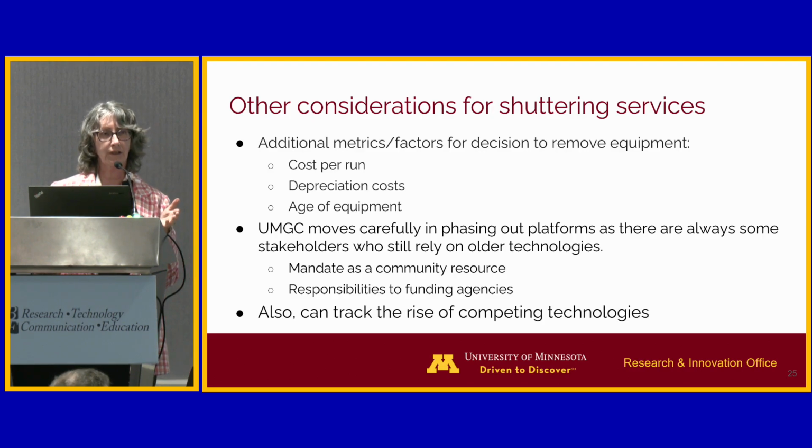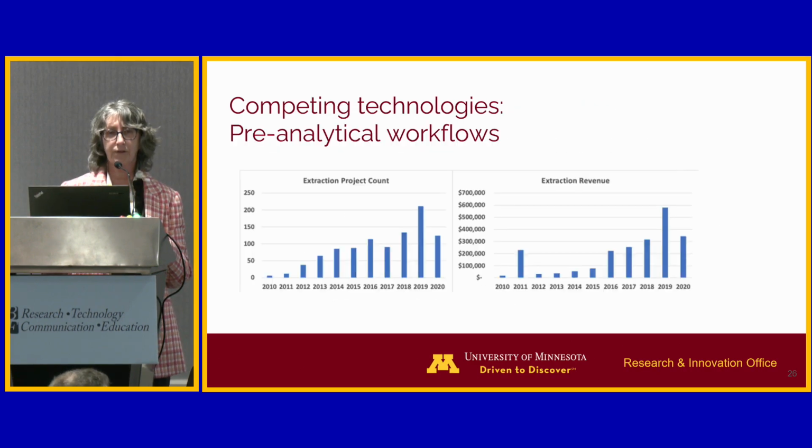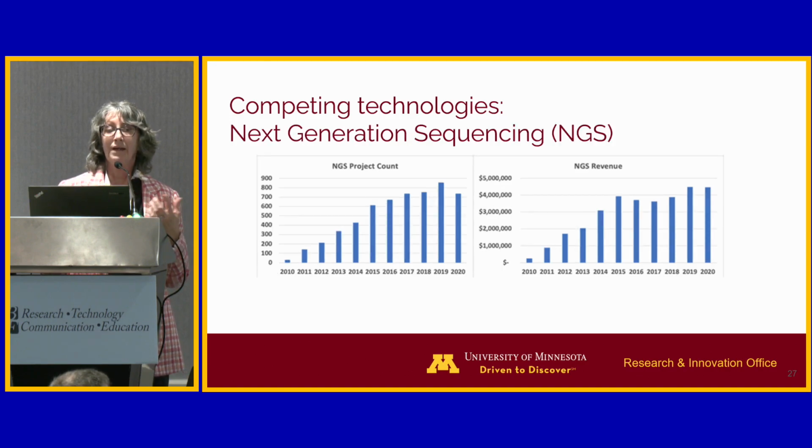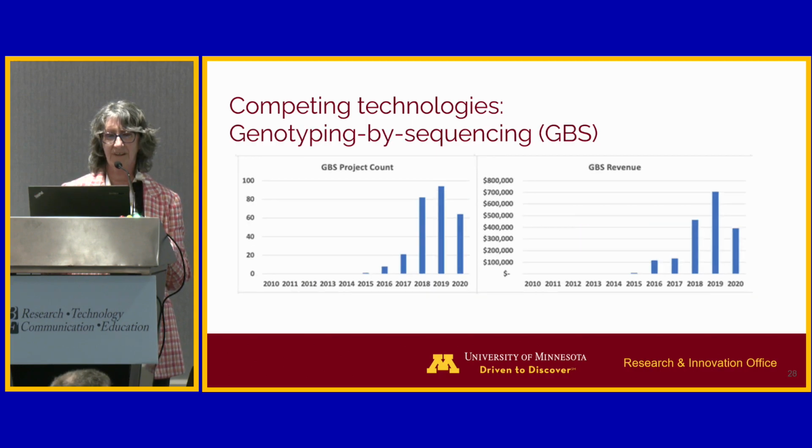Also, the other thing is to look at competing technologies, because that can tell you maybe you can transition people over into a new technology. I already showed you one example of that with the PubMed search, but here are some examples from UMGC. These are pre-analytical workflows, extraction for techniques like microbiome. You can see those have really been taking off in the core, both in terms of revenue and project count. Next generation sequencing, really taking off in the core.